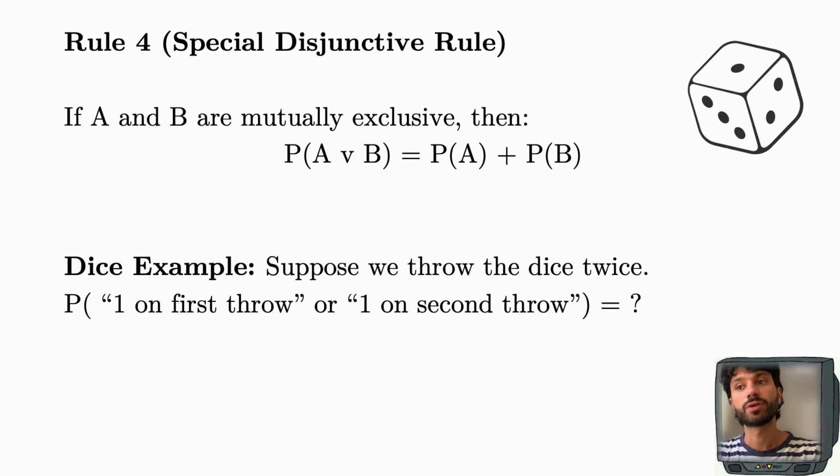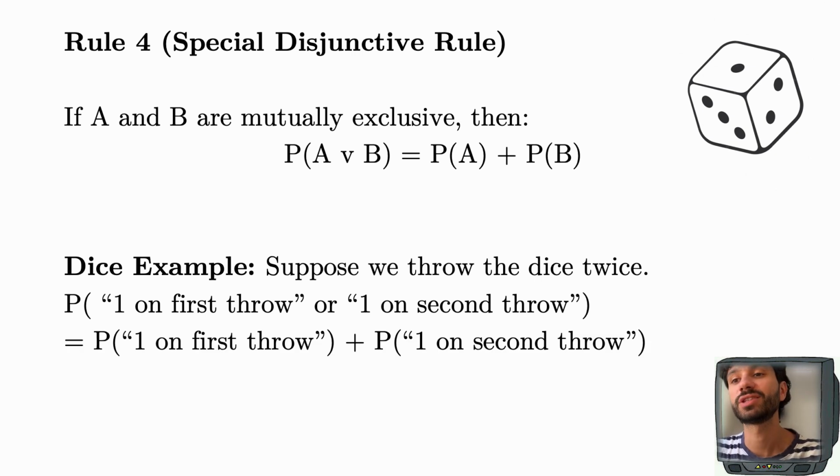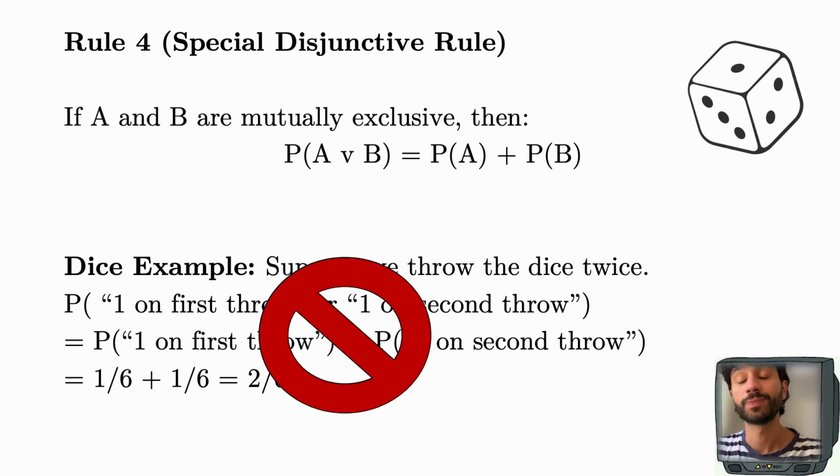Now suppose we throw the dice twice. Is it the case that these are mutually exclusive, that the dice lands 1 on the first throw, and that the dice lands 1 on the second throw? Are these mutually exclusive? Can we say that this is equal to the probability that the dice lands on 1 on the first throw plus the probability that the dice lands on 1 on the second throw, which is 1/6 plus 1/6, which is equal to 2/6? No, we cannot.